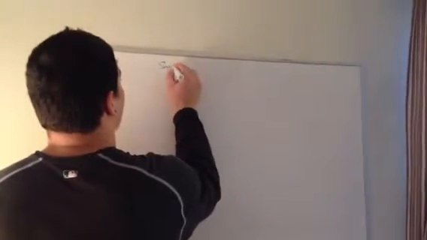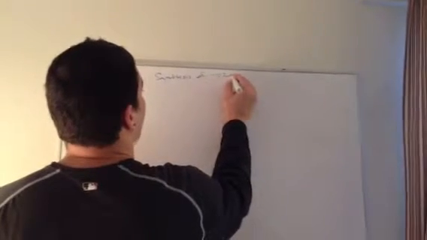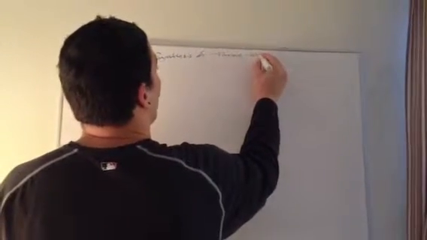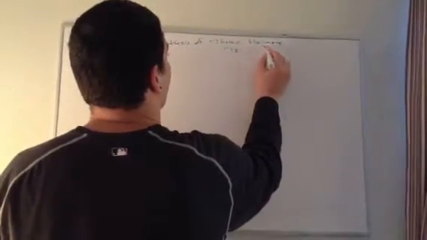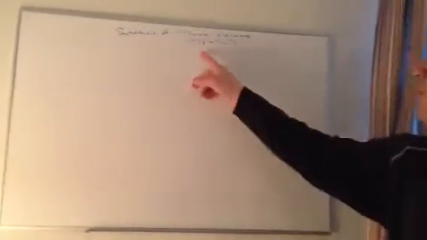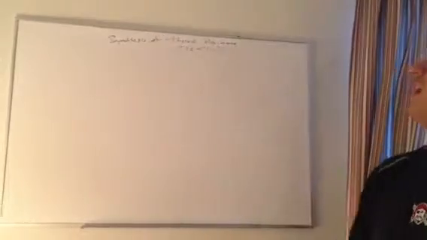Today we're going to be talking about the synthesis of thyroid hormone, which is T3 and T4. T3 stands for triiodothyronine and T4 stands for thyroxine.